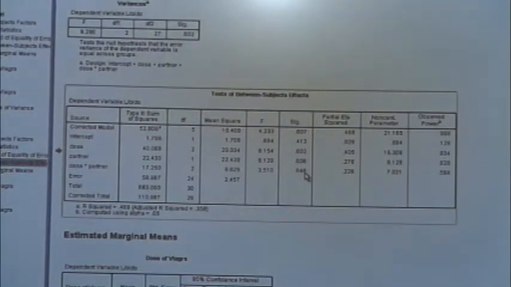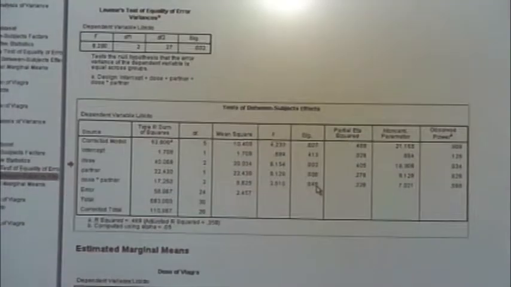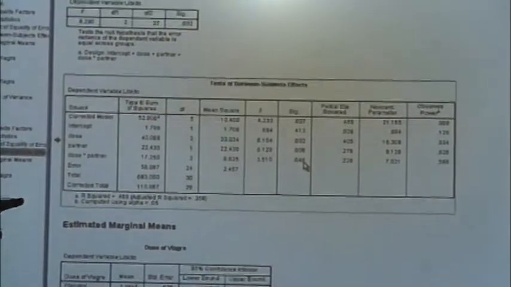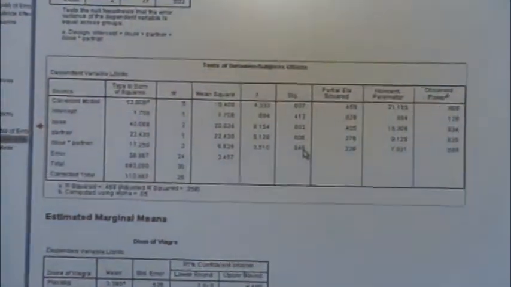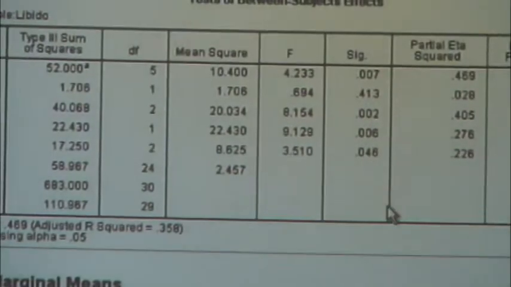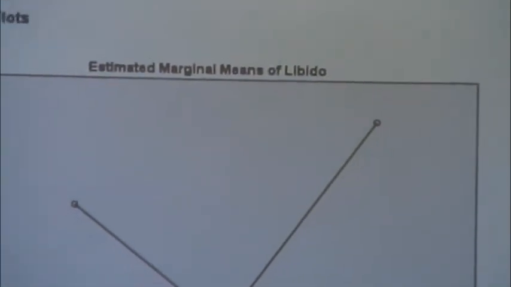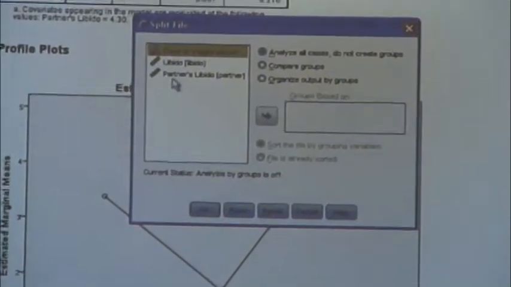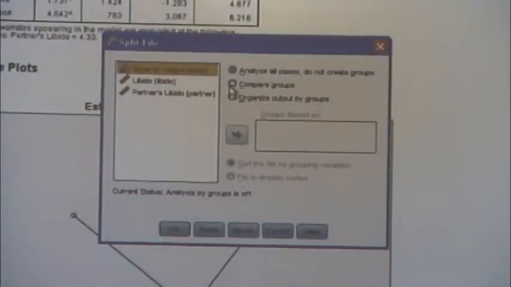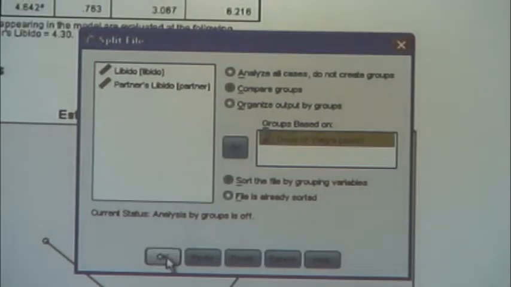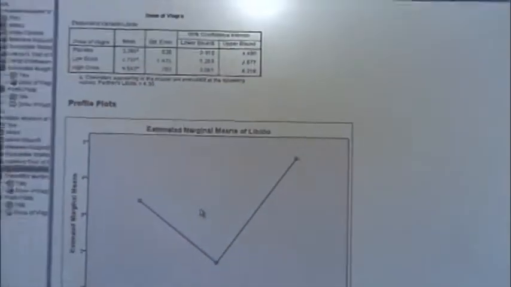And the only thing we care about in this plot, the second sheet I gave you is just how to do it in SPSS, is the significance there. So we did get a significant interaction between dose and partner. Now to get the plots, what you have to do is go to Data, Split File, and do it by the IV, which is dosage. Remember how we did that before in the first semester?